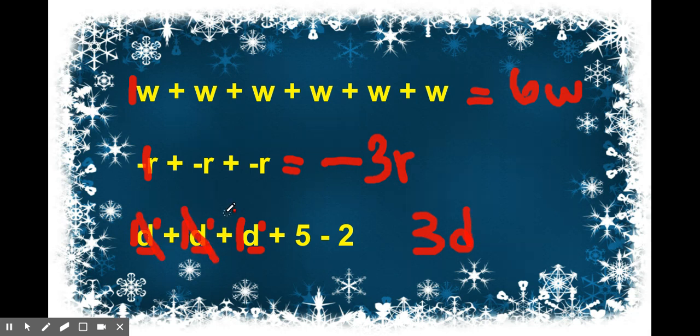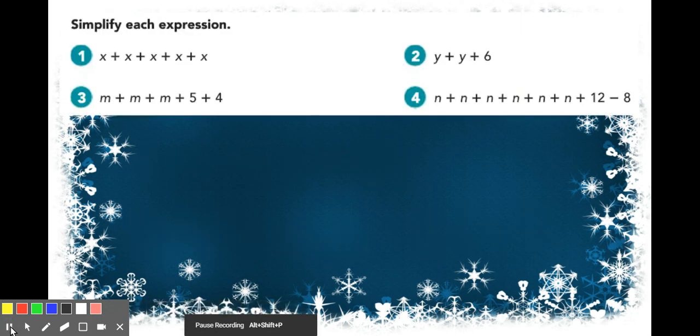So I've taken care of these. But now I take a look and I have a positive 5 minus 2. Well, I know that this is a constant and this is a constant. And all constants are like terms, so I can combine these two. 5 minus 2 gives me a positive 3. So when I simplify this expression, I get 3d plus 3. You can go ahead and pause the video here and try examples 1, 2, 3, and 4. And once you play the video again, you can check your answers.